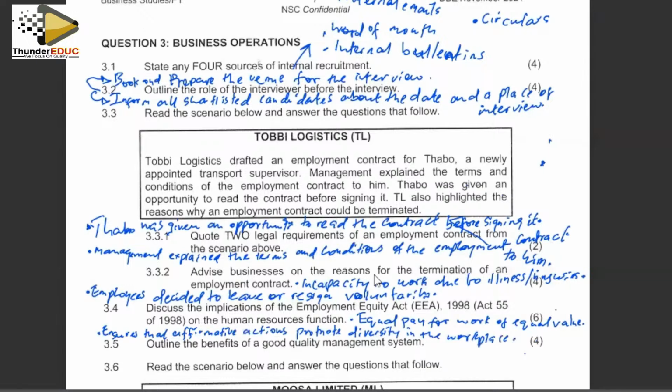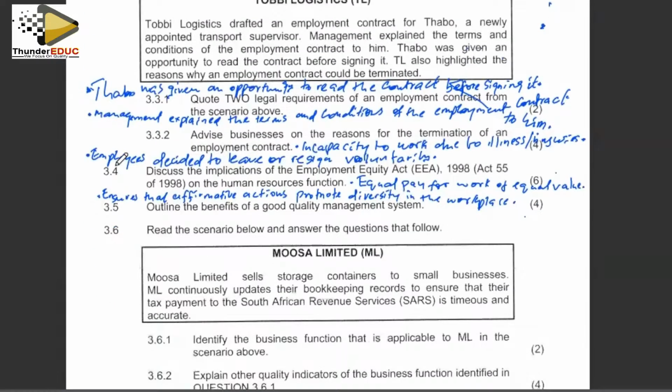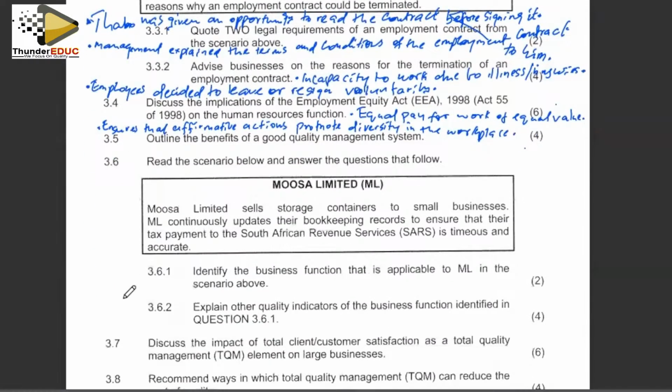Okay, so now we're saying that under the implication of employment, employment equity, equal pay for work of equal value also ensures that affirmative actions promote diversity in the workplace. Okay, right. So now let's move on to the next question.